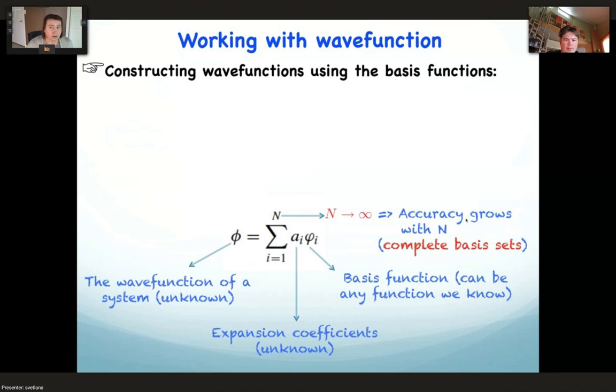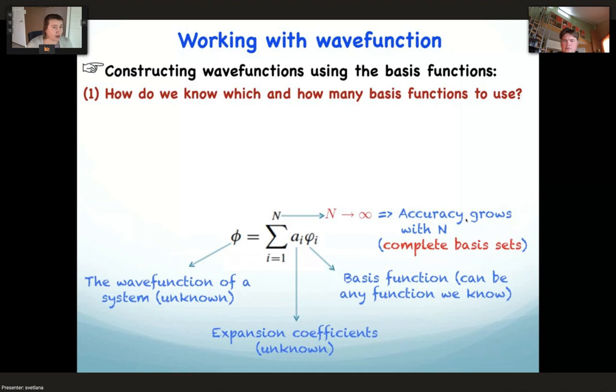Then the question is, how many basis functions to use? How do we know which wave functions and how many of them to use in a basis? There are several logical ideas behind this.